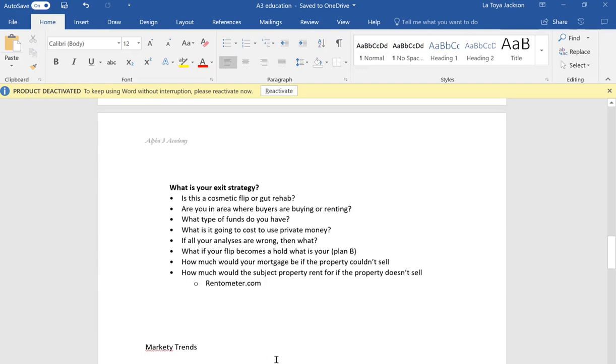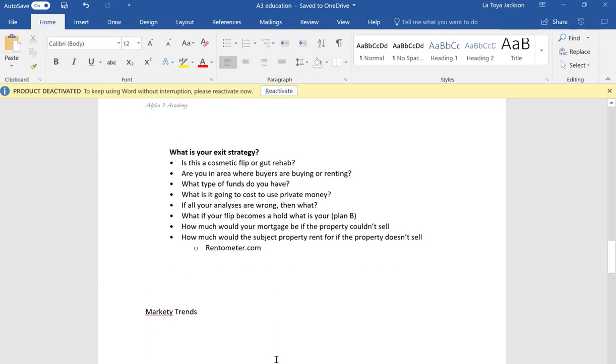Now, you also need to understand your exit strategy. What is your exit strategy? Is this going to be a cosmetic flip, which is what we call putting lipstick on a pig? This is a project that may take 2 months, just no structural changes, just painting, updating the kitchen, or a gut rehab. So in certain areas, you may not have a cosmetic flip. So you may have to find an area, if you want sometimes a bigger profit, where you can do a gut rehab.